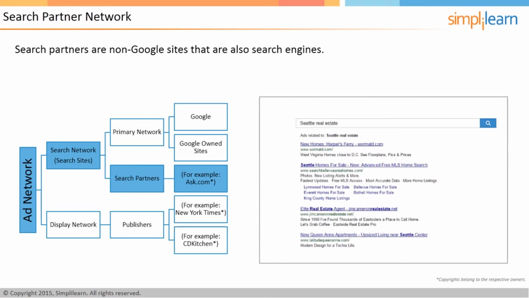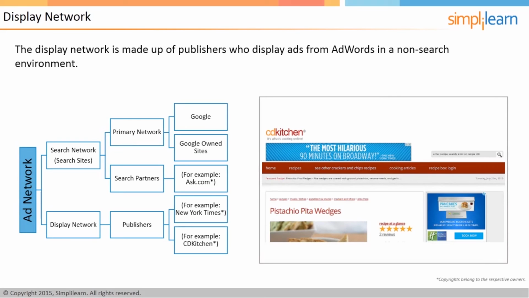Ask does have its own ad system, so they're not always from AdWords, but your AdWords ads can show up on Ask. Now beyond search, there's something known as the display network. The display network is made up of publishers, non-search sites, who display ads from AdWords in a non-search based environment. The New York Times or CD Kitchen are publishers. They're websites full of great content, and based upon various targeting options that we'll talk about later, your ads can show on these non-search partners. This is known as the display network or Google Display Network.